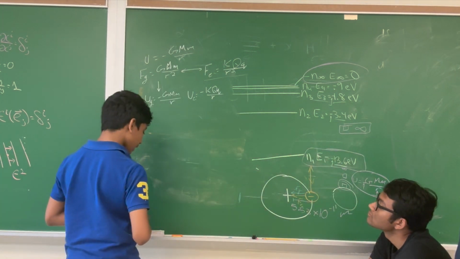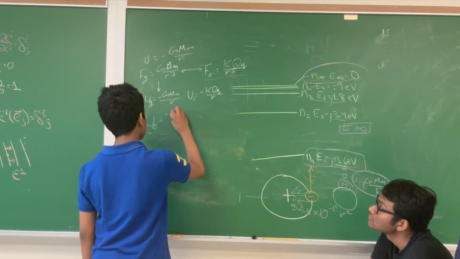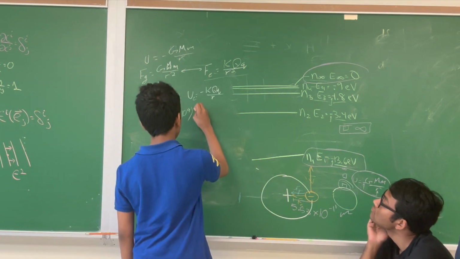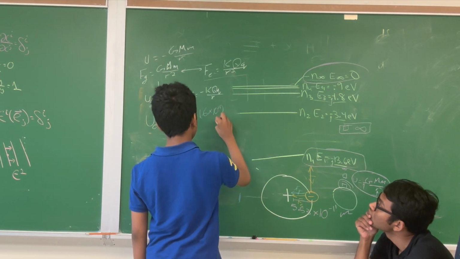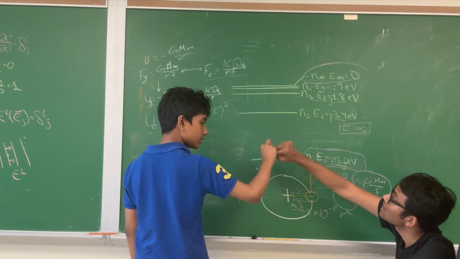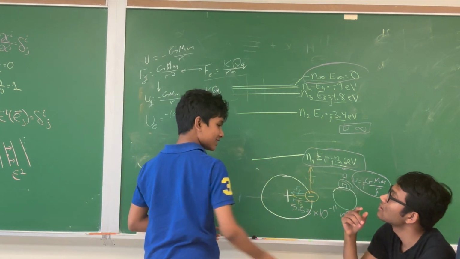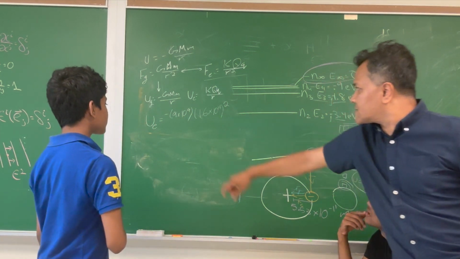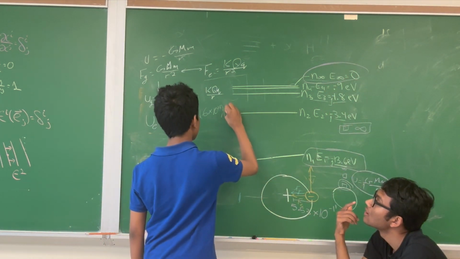So now let's plug that in. This is going to be minus 9 times 10 to the 9. The proton charge is 1.6 times 10 to the minus 19, and you can put a square. The charge is 10 to the minus 19, so we get 1.6 times 10 to the minus 19.